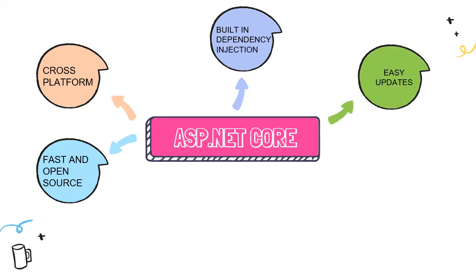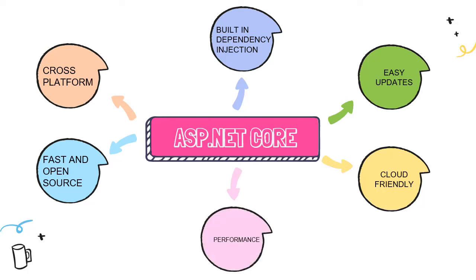Then the updates to new versions for .NET Core are easy. Because of that, you can always keep up with the new versions. .NET Core is also cloud friendly. When ASP.NET Core was rewritten, it was written in a way to make sure that they had the cloud architecture in mind. Another benefit, and one of the most important ones, of the ASP.NET Core framework is its higher performance.